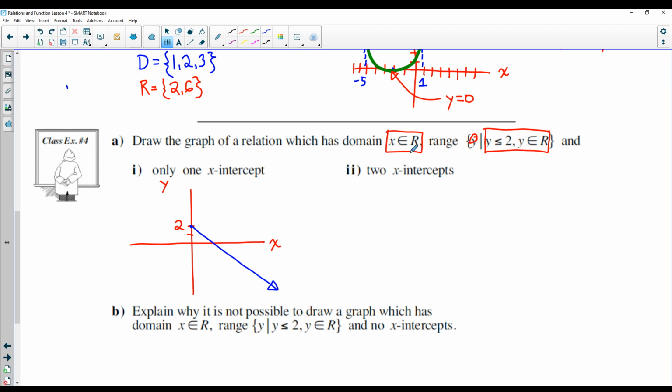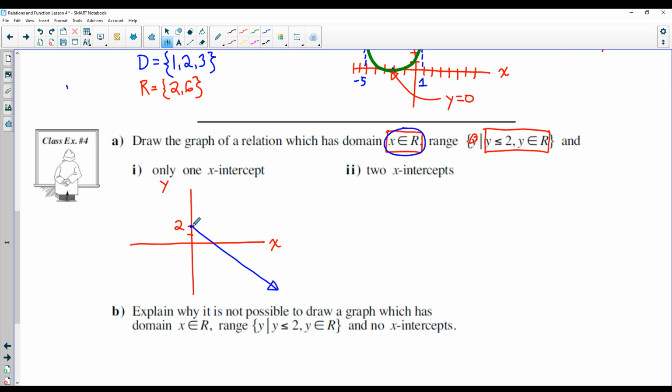Okay, so let's check to see if this makes sense. So y is less than or equal to 2. Yes, it is. Okay. Does it have one x-intercept? Yes. Have I shown all x values can exist? No, because I have to show the graph going all the way towards the left as well.